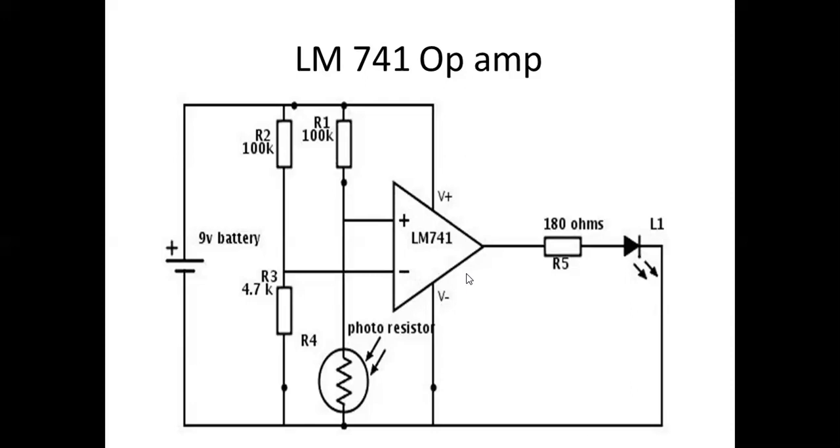Whenever the intensity of light comes down or night falls, the resistance of this resistor starts increasing and voltage at this point becomes greater than voltage at this point. And because of that, the output voltage of the op-amp increases and that results in glowing of the LED. Now let us try to simulate this circuit on Tinkercad.